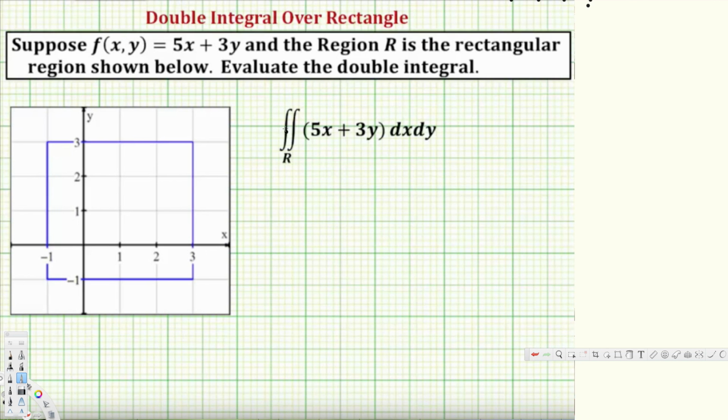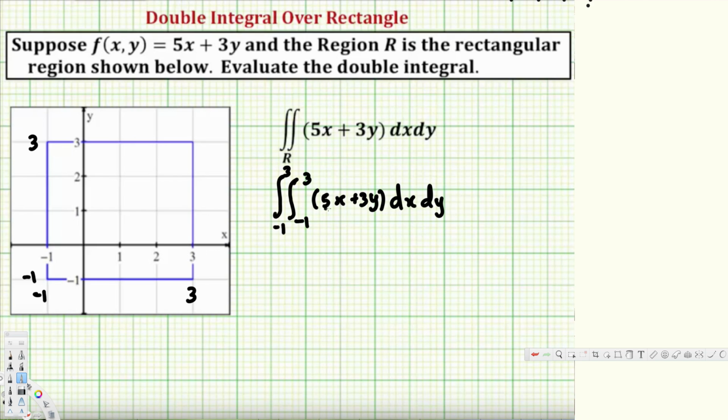Evaluate the double integral. Here we have the double integral, and if you look at the region, the x-axis starts from -1 and ends at 3, right? And the y-axis is starting from -1 and ending at 3. So these are going to be the limits of integration. Now let's put this in integration form. Here we are going to have the double integral of 5x plus 3y dx dy, and x is from -1 to 3, and y is from -1 to 3.